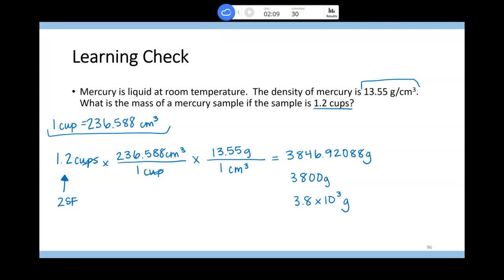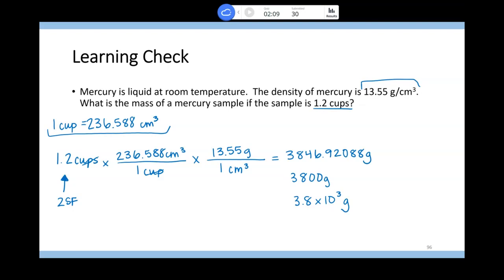Okay, the question was, because there's a conversion factor, why is 1.2 counted? That's because the sample is measured at 1.2 cups. So that's a measurement that's provided to us. The cup to centimeter cubed conversion, we don't worry about sig figs. And then density, we do care about those sig figs, but this density measurement has 4, which is greater than 2, so we stick with 2.